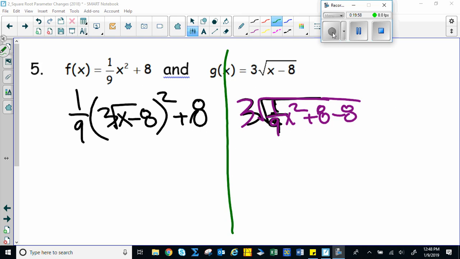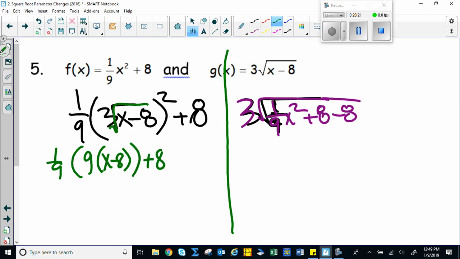All right, so let's start simplifying. On the left-hand side, I can square everything inside the parentheses. I can take the 3 and square it and get a 9. And if I take this radical x minus 8 and square it, I get x minus 8. So that would be my first step on the left-hand side.